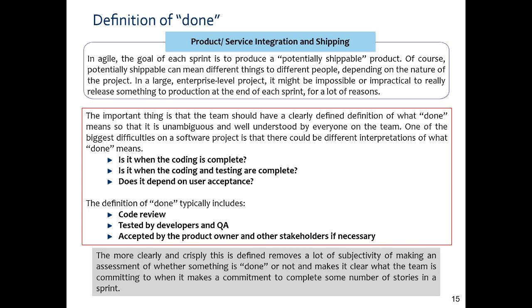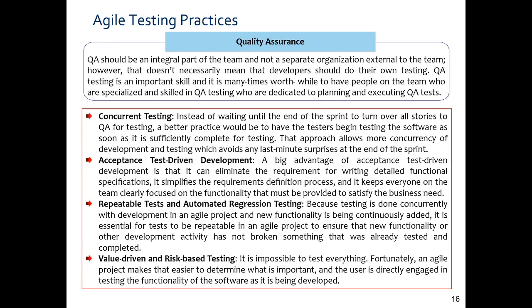So the definition of done includes code review, tested by developers and QA, accepted by the product owner and other stakeholders if necessary. But it should have the stamping of the product owner. About the other stakeholders, you can have a separate UAT, that is user acceptance test, but you must have a stamping from the product owner that yes, we have done the correct kind of work. Yeah, so let us move ahead.